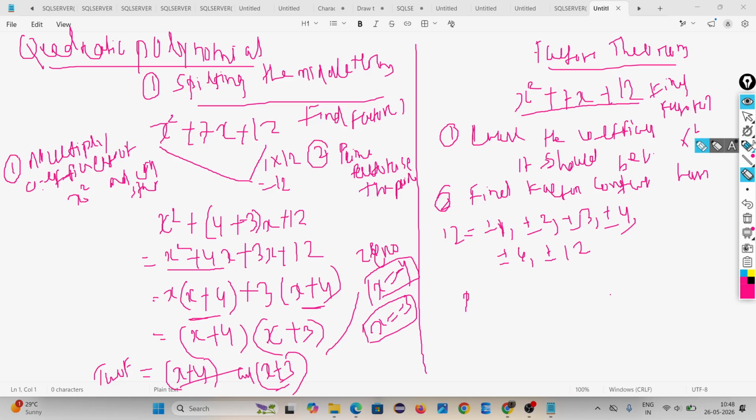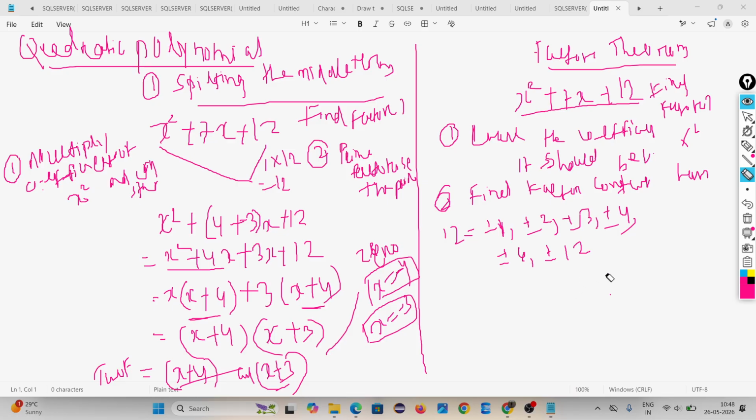Then put minus 2. Minus 2 square 4. Minus 7 into 4, 28. Plus 12. No, in this case also I am not getting 0.